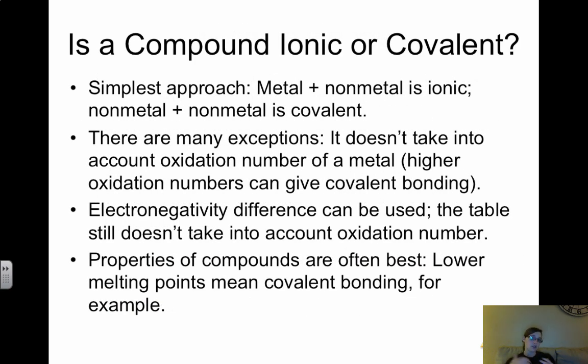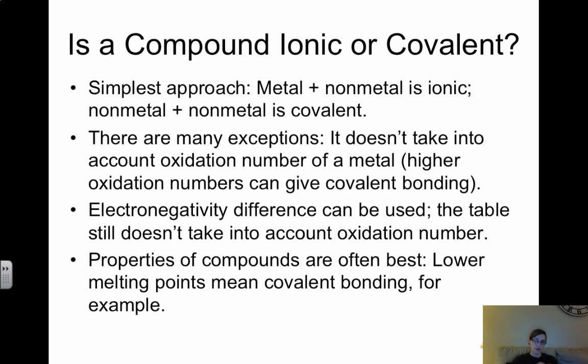So if we want to distinguish if a compound is ionic or covalent, the simplest approach is to focus on the metal and nonmetal. Metal and nonmetal is ionic, nonmetal and nonmetal is covalent. That's going to be your simplest approach. However, there are exceptions. We can get into looking at charges, and sometimes with a higher charge, it might not necessarily act like a metal, it might act more like a nonmetal, or we could have metalloids. Metalloids can act as either one. Sometimes your electronegativity difference might not be correct, and we'll talk about that in the next lecture.